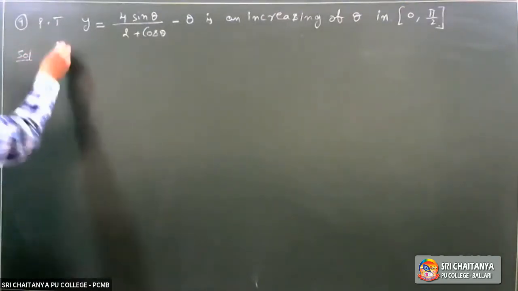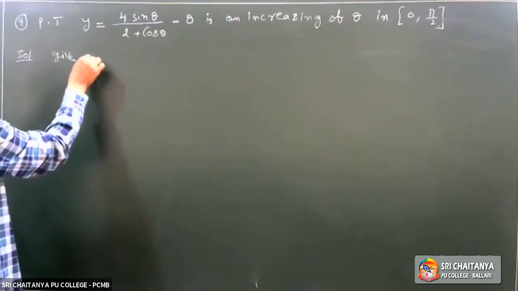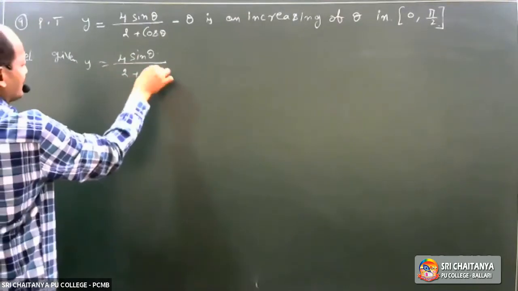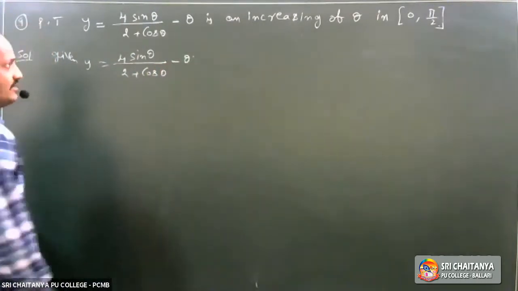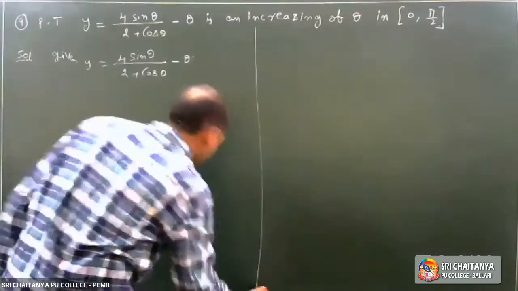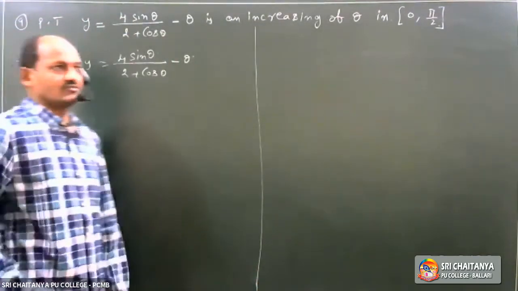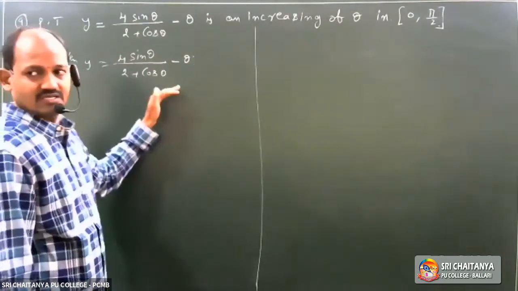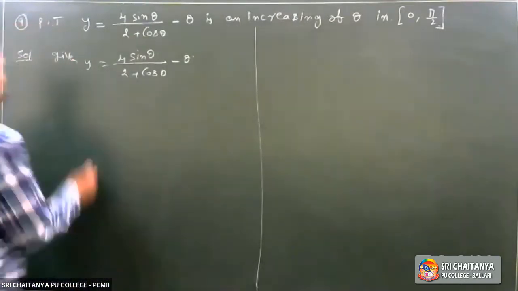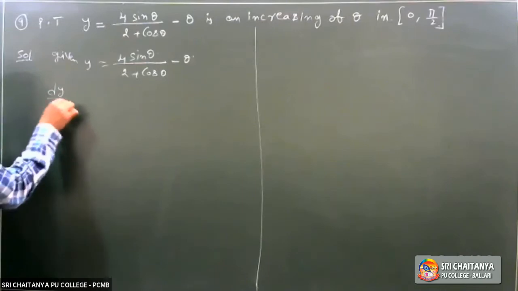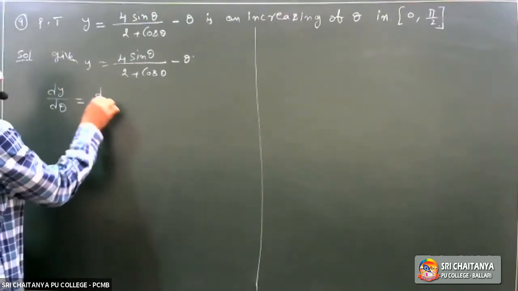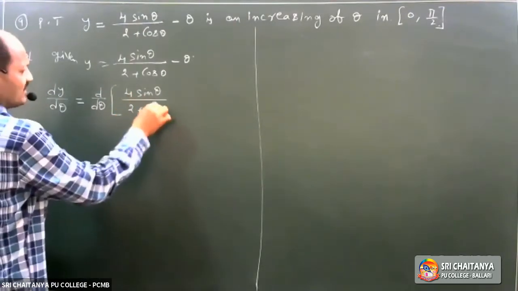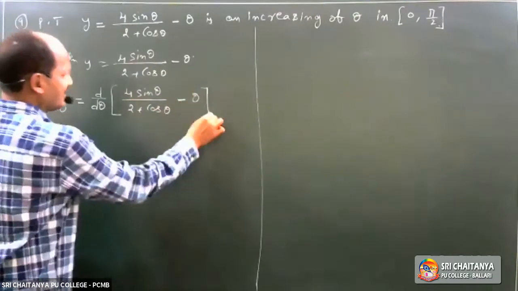y is equal to the given function, 4 sin theta divided by 2 plus cos theta minus theta. Then differentiate with respect to theta on both sides, because the function is in terms of theta. dy by d theta is equal to the derivative of 4 sin theta divided by 2 plus cos theta minus theta.